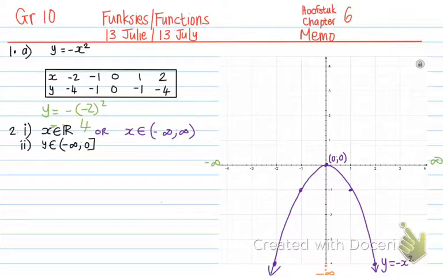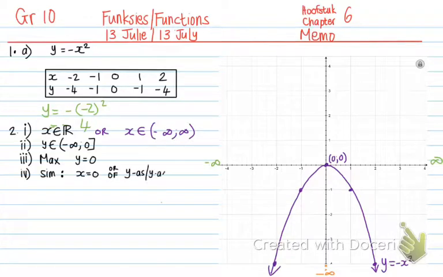Then we have to do the maximum or minimum. First we decide, does this one have a maximum or a minimum? It has a maximum value. So the maximum value is at y is equal to 0. Then the axis of symmetry is the same for all parabolas, and that would be x is equal to 0, or the y-axis.